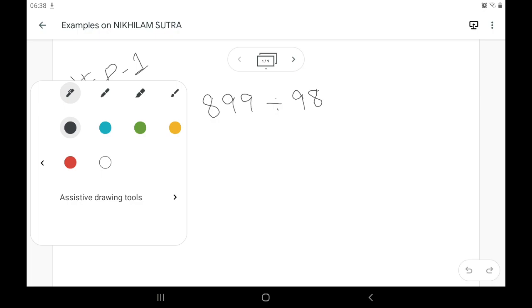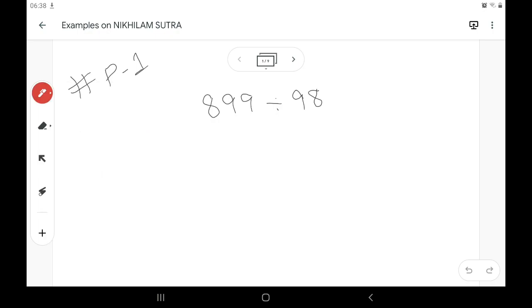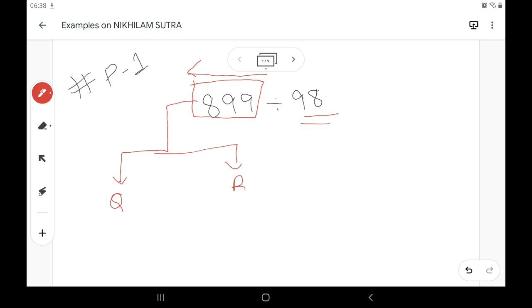Now, here comes the important part. We are supposed to divide this dividend into two parts. One is called the quotient part, denoted by Q. Another is called the remainder part, denoted by R. This division process should start from the rightmost digit towards the leftmost one. The remainder part is supposed to have the same number of digits as that of the divisor. So in this case, the remainder part should have 2 digits.